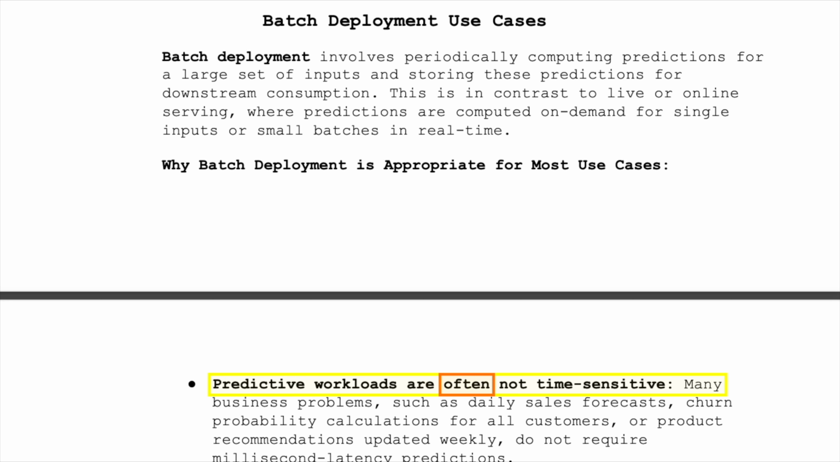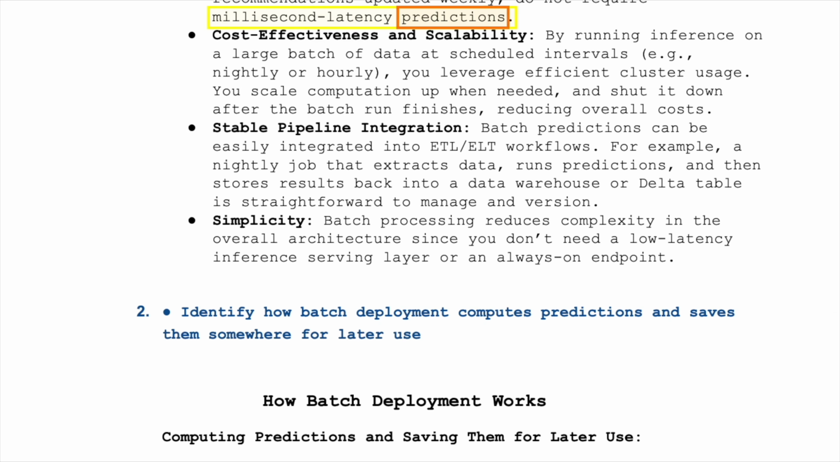Predictive workloads are often not time-sensitive. Many business problems, such as daily sales forecasts, churn probability calculations for all customers, or product recommendations updated weekly, do not require millisecond latency predictions. Cost-effectiveness and scalability: by running inference on a large batch of data at scheduled intervals, for example nightly or hourly, you leverage efficient cluster usage. You scale computation up when needed and shut it down after the batch run finishes, reducing overall costs.